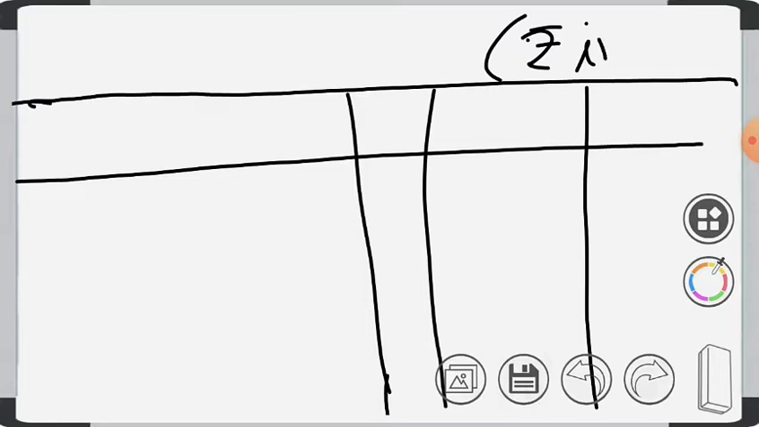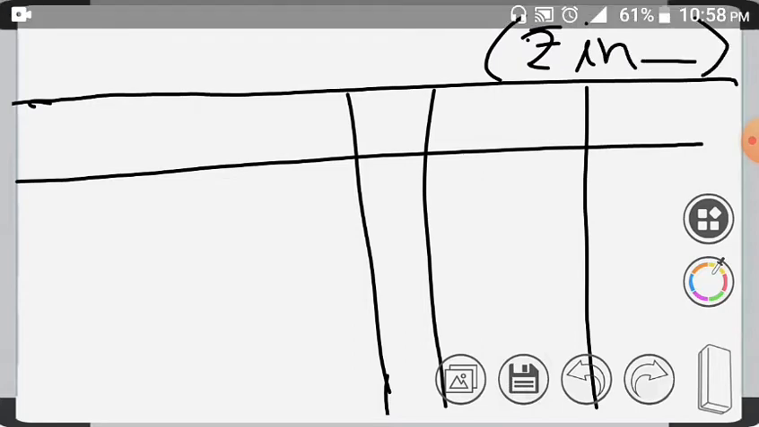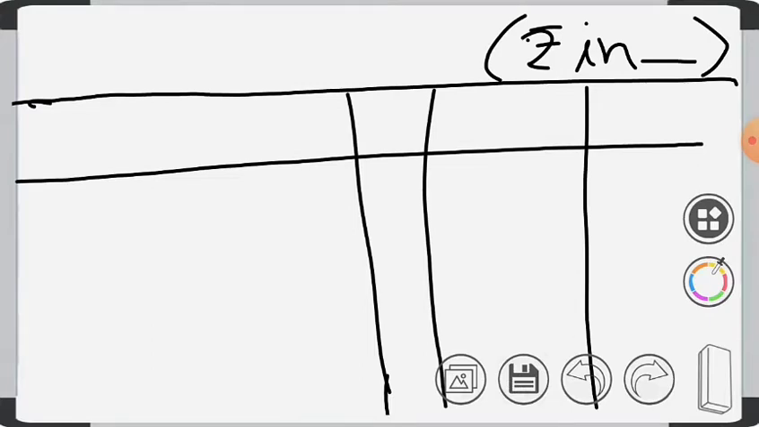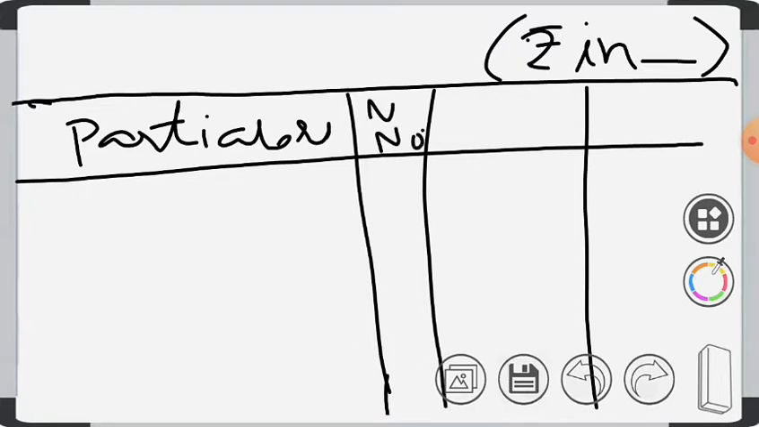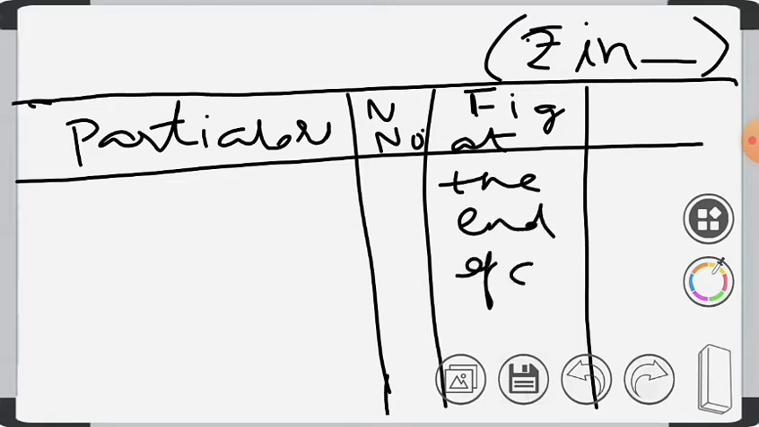Rupees in dash. It may be in lakhs, crores, thousands, like that. If it is in thousands, you have to write rupees in thousands. If it is in lakhs, you have to write rupees in lakhs. If it is in crores, you have to write rupees in crores. So here it would be particulars, notes number, figures at the end of current period, figures at the end of previous period.